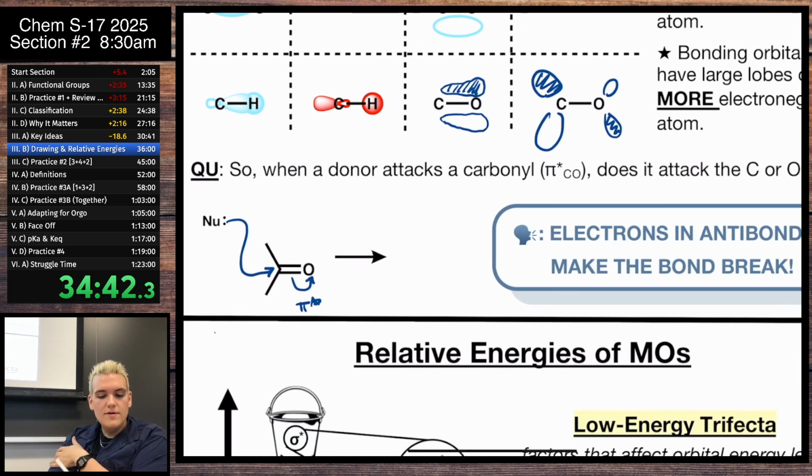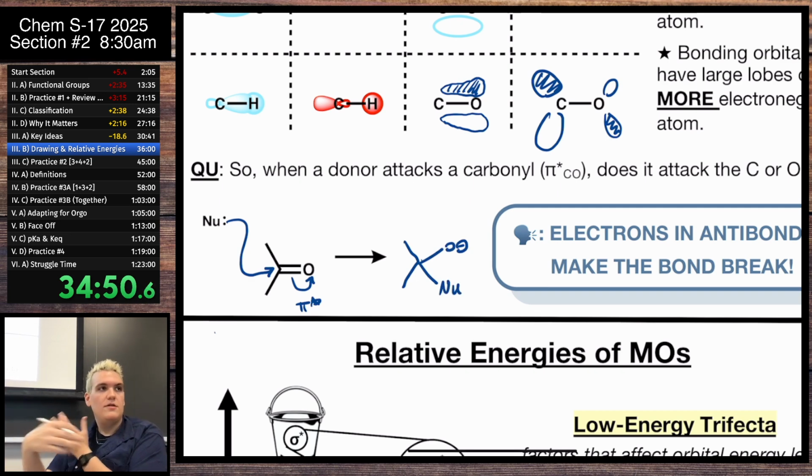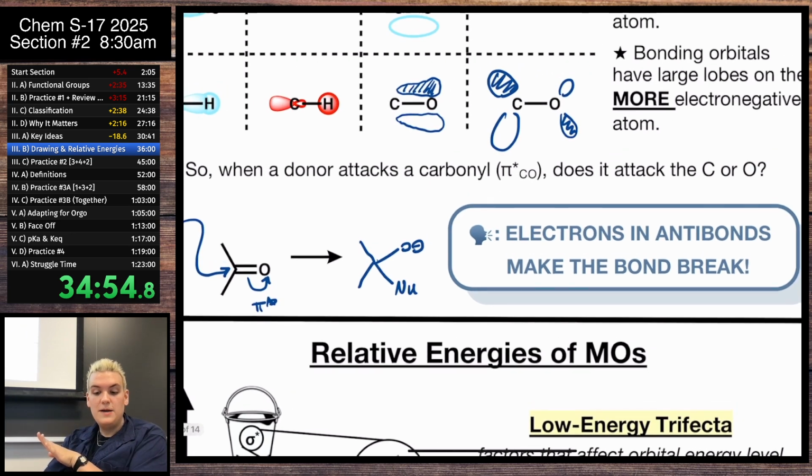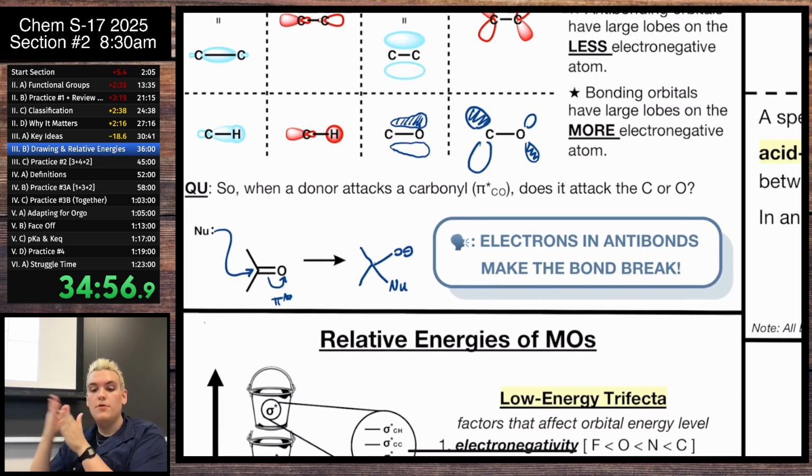So this is kind of one of the big ideas here. Here we would now have a single bond to oxygen. It would have a negative charge. And then we would add whatever our nucleophile is that attacked. But this is a really key idea, that when we put electrons in antibonds, we make the bond break.